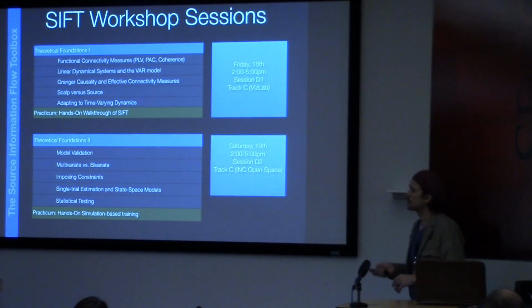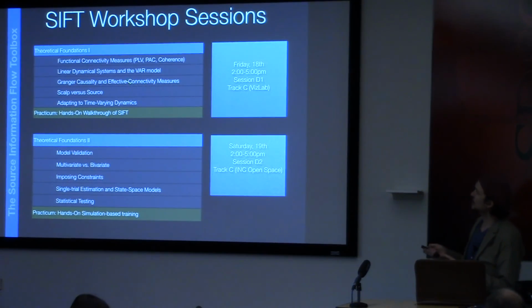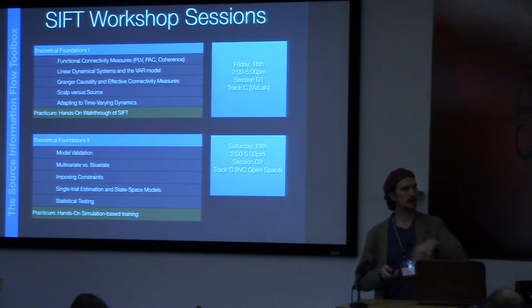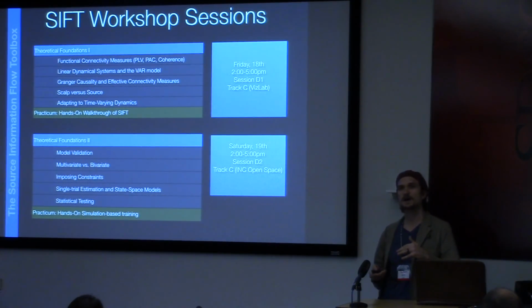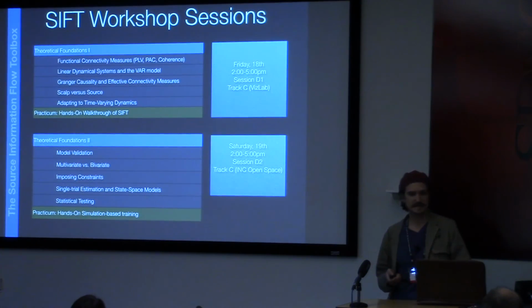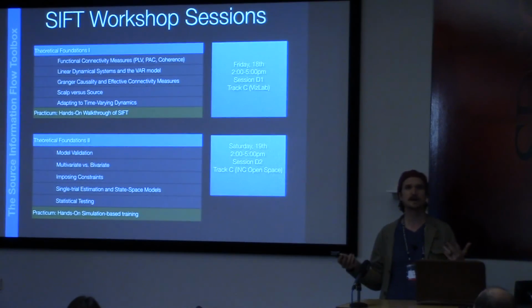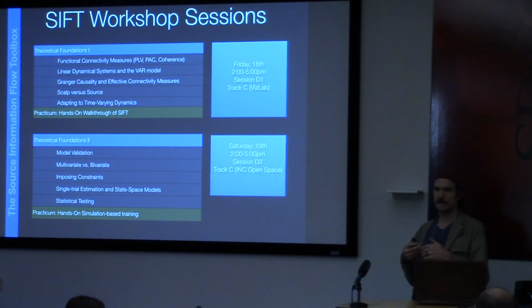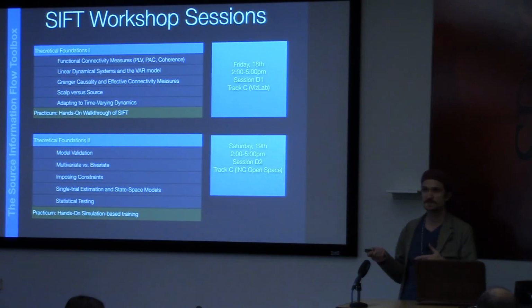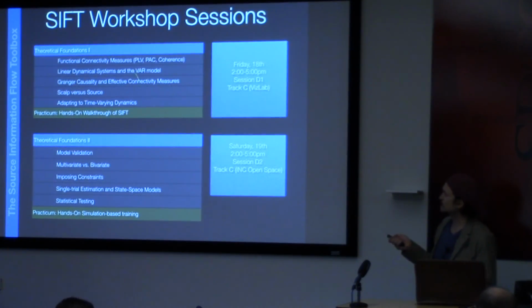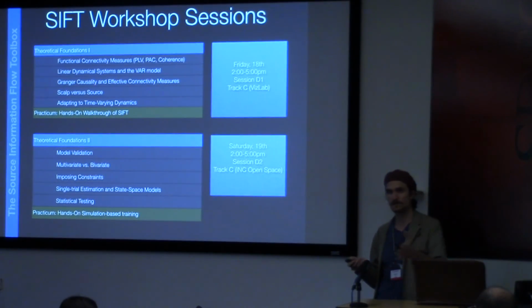The outline of the workshop sessions are as such. So today we're going to cover the theoretical foundations for modeling functional and effective connectivity in the brain using contemporary techniques and legacy techniques. So that means covering things like functional connectivity measures, what's phase locking value, phase amplitude coupling, coherence, then going on to linear dynamical systems and the vector autoregressive model. We're going to learn about the theory behind that, how it works, how you fit these kinds of models, Granger causality and different effective connectivity measures. We're going to cover a range of those.